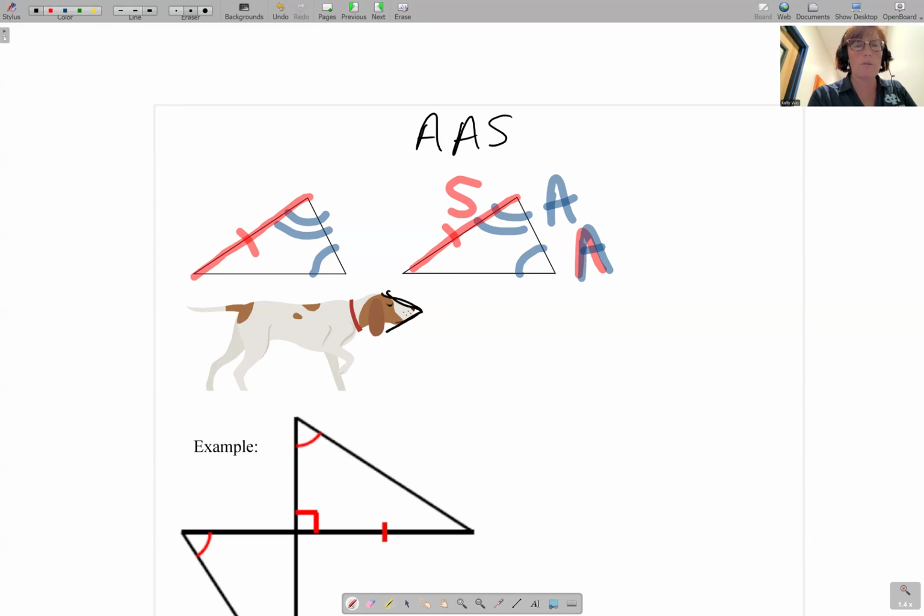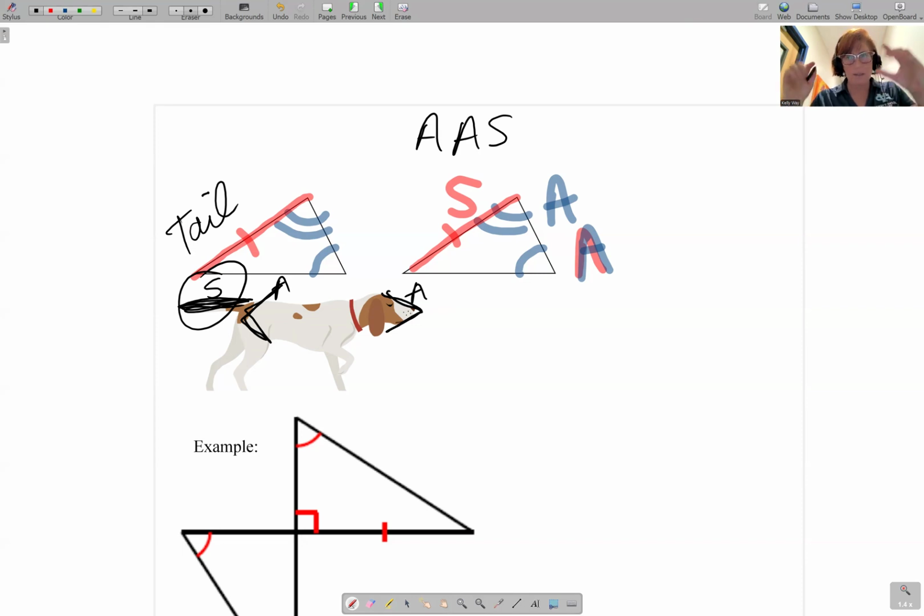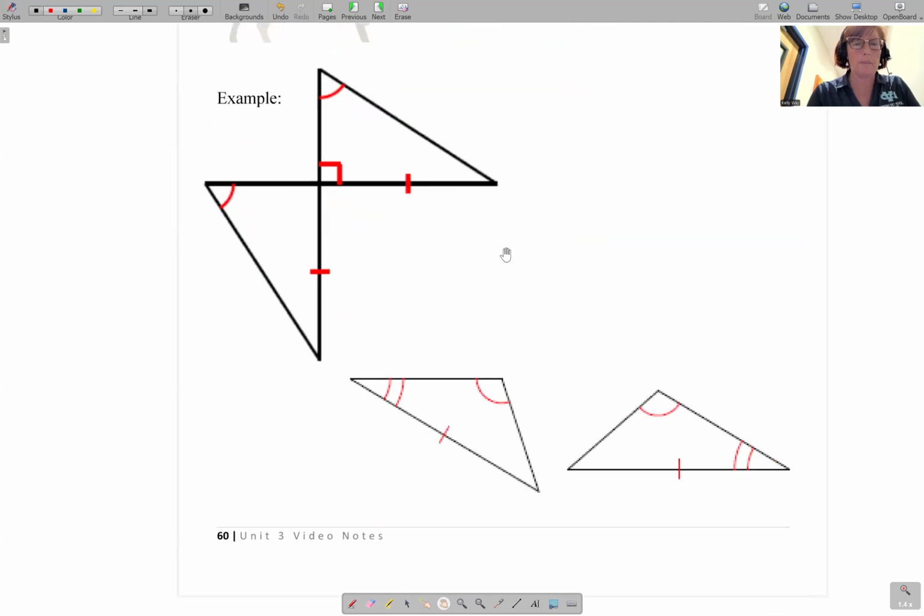You have angle, angle, and then you have a side. The side, angle, angle, side. The side is like the tail of one set of angles. So it's not sandwiched between like the hamburger. It's a tail, angle, angle, then a tail off the angle. Let me give you an example of that. Follow with me.